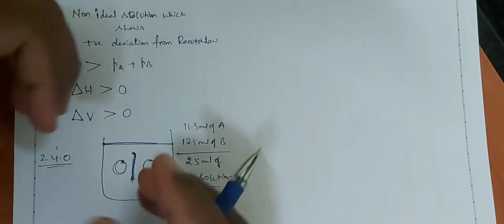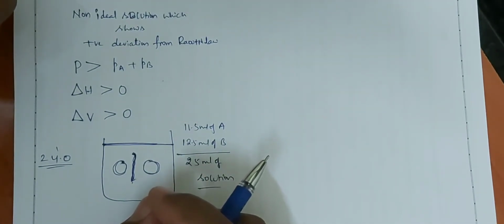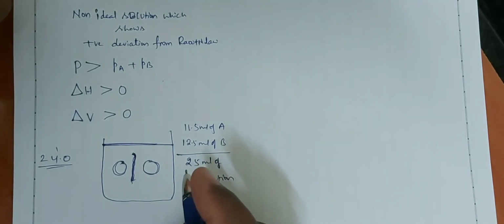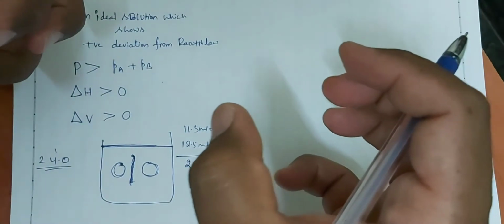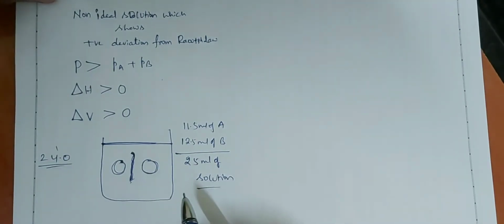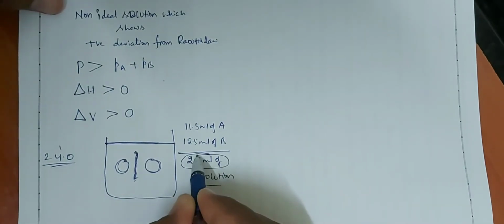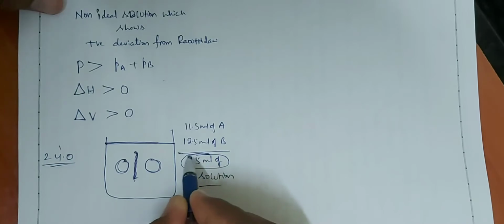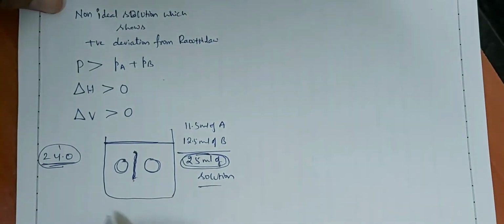Because the molecular attractions are broken down. When the molecular attractions are broken down, what will happen? The molecules will move away from each other. Their volume goes a little bit far away. The molecules are a little bit far away from each other, so their net resultant volume is increased. See, 25 ml is our experimental value. 24 ml is our expected value.